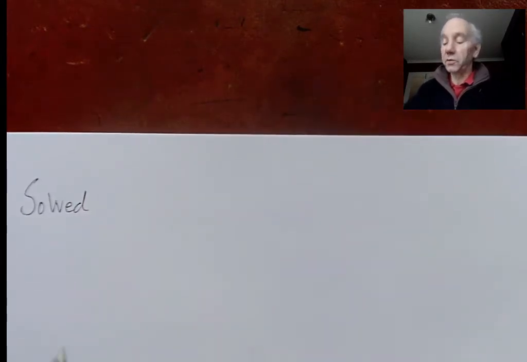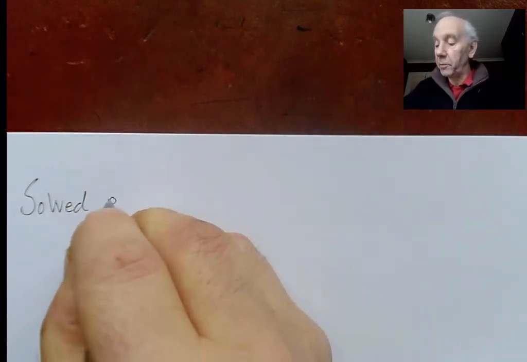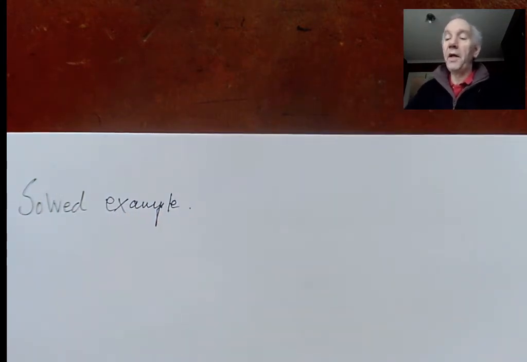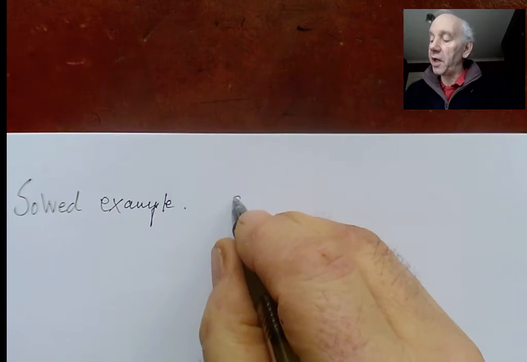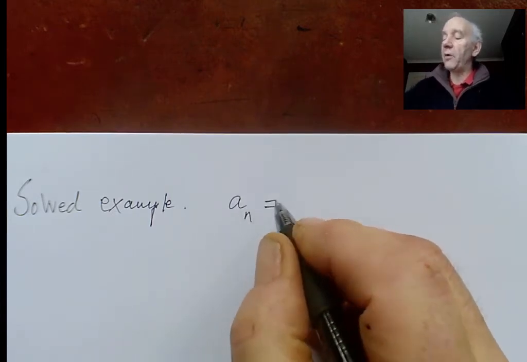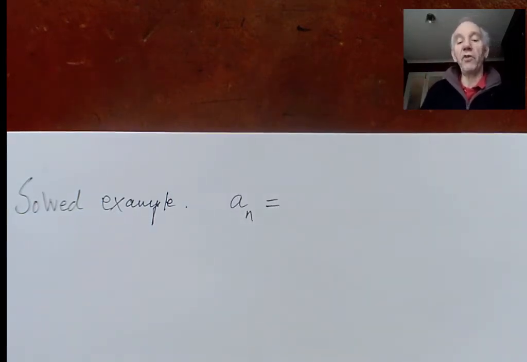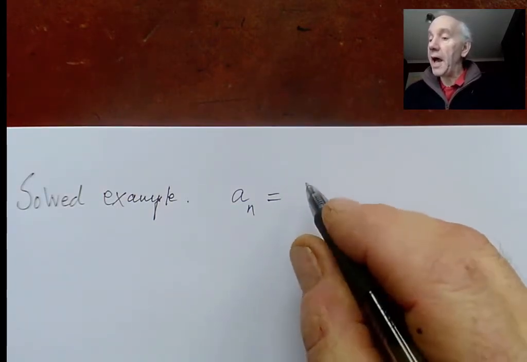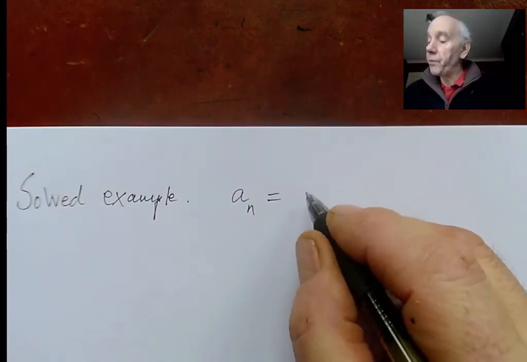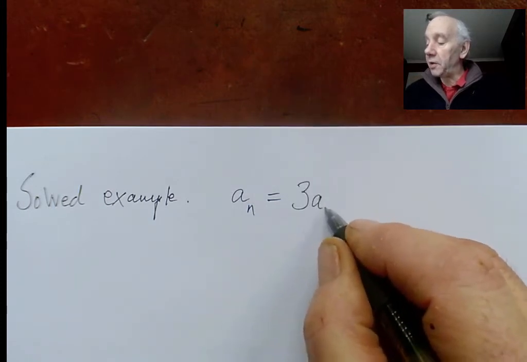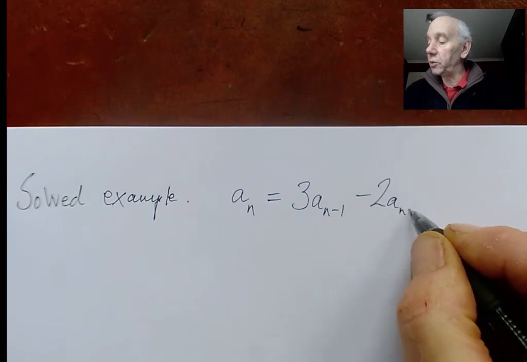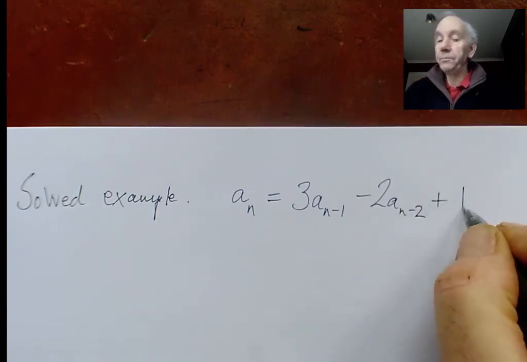So here's the sort of solved exercise, worked example. Namely, I'm going to take the recurrence relation a_n, call it a now. Our sequence is typically called a_n, not f_n. F stands for Fibonacci, a is more general. a_n is equal to 3a_{n-1} minus 2a_{n-2} plus 1.